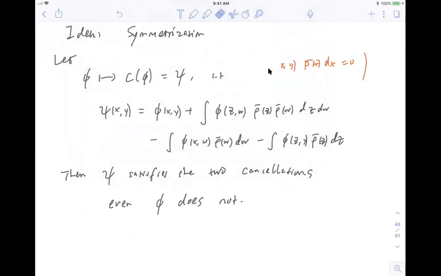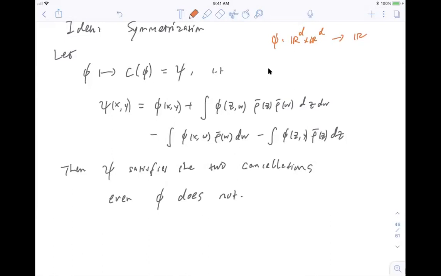Right? Phi is just any function, to R or scalar value or vector value, right? That's fine. Okay. So we can do a symmetrization of phi such that it satisfies the two cancellations. How to do that, right?